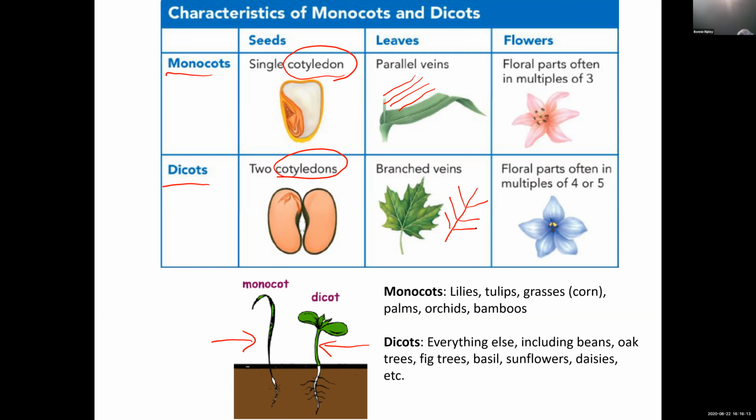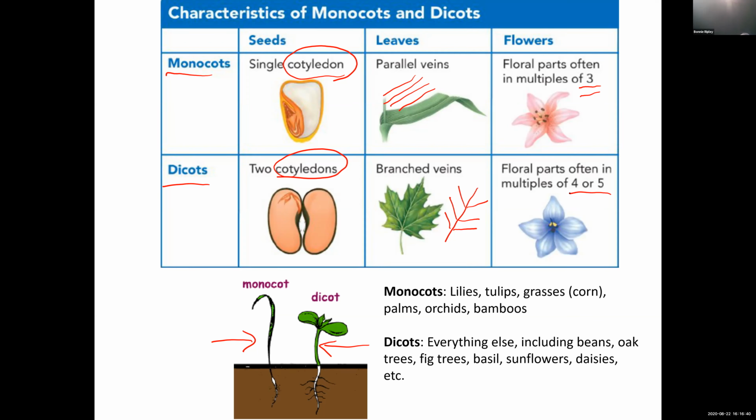Now, if it does have a flower on it, we can see that the petals of the flower are going to be in multiples of 3 for monocots. That makes it really easy to tell if we can see the flower. If it has 6 petals like this lily flower, we know it's a monocot. And then the dicots, we're going to see that the flower either has 4 or 5 petals. Now we have all kinds of crazy flowers that it's not easy to tell on, but those are the very basic simple patterns.